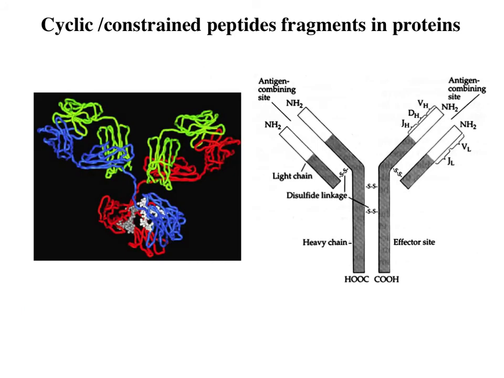The reason why cyclic peptides are made is because you're trying to mimic cyclic or constrained peptide fragments that exist in natural proteins. Here's an example of an antibody, and you can see all of these loops that are responsible for recognizing antigens and binding of antigens. And so being able to mimic these loops is important.